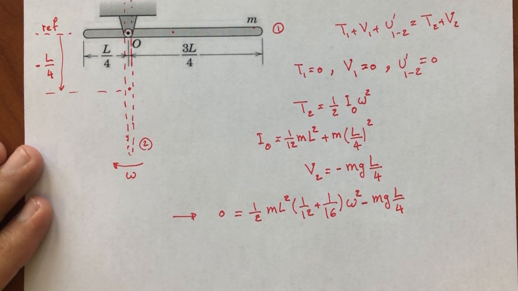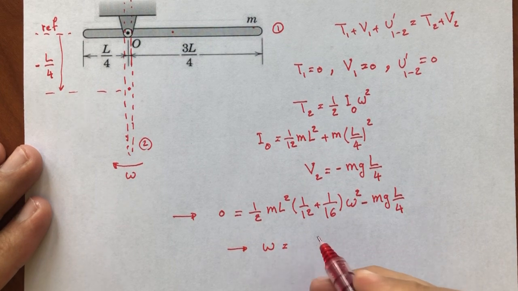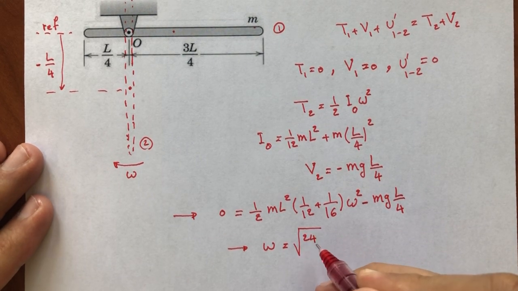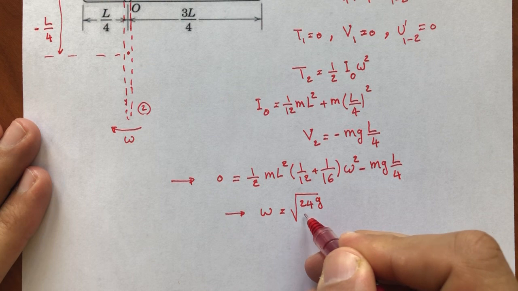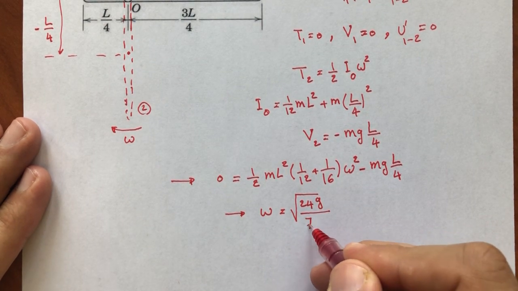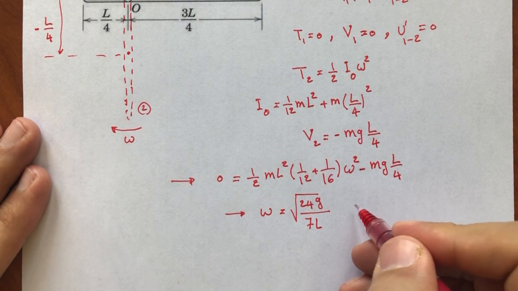If we simplify this equation, we are going to find omega. M is going to cancel out, and if you do the math, omega is going to be equal to the square root of 24 times g divided by 7L. And of course, the direction of it is going to be clockwise.